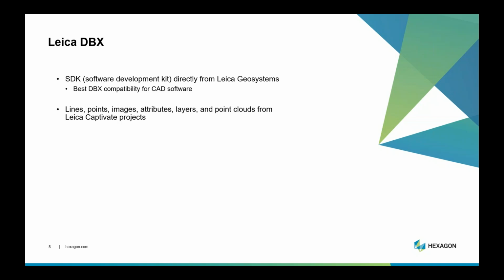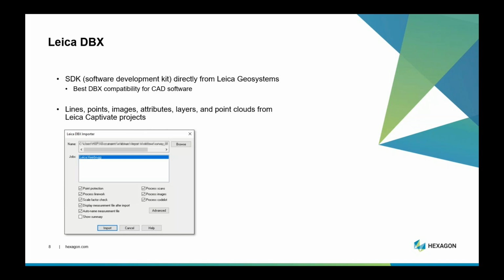As of 2020 Service Pack 1, we've actually included attributes as well. So here, I'll click through and you'll see. When you start to import a Leica DBX, this is the dialog you're going to see. As you can see, you can toggle on and off point protection, line work, and so on. What the point protection does is it prevents overwriting existing points, or it will at least ask you what to do with them as they come up.